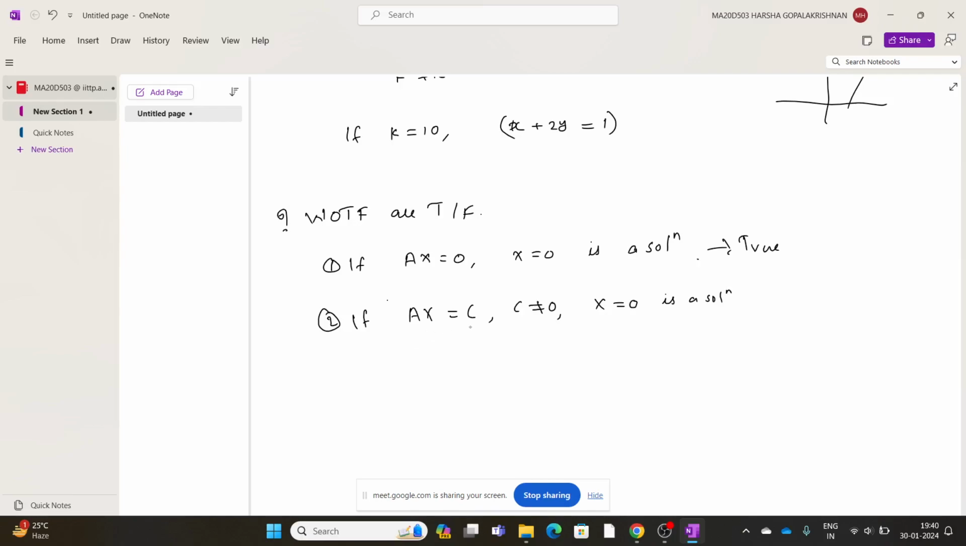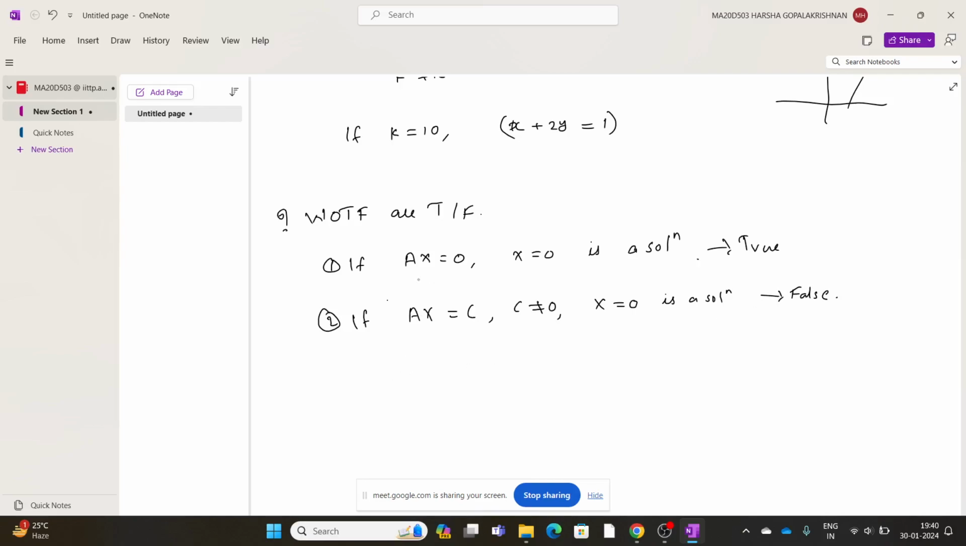Same, we have a system Ax equal to c. False. Because if we substitute 0 here, we will get 0 in the LHS and a non-zero c in the RHS. So it is obviously false.